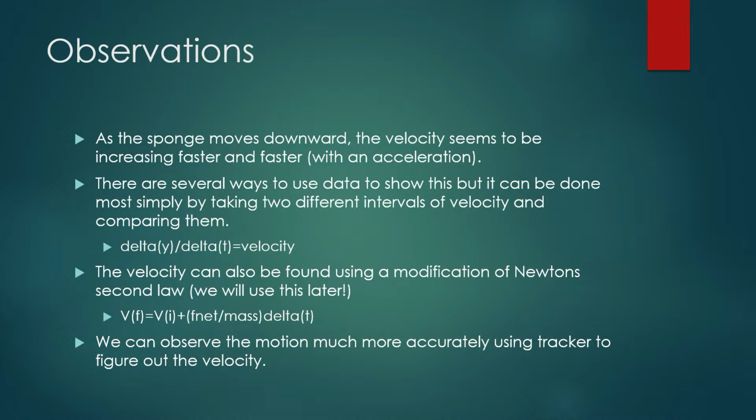There are several ways you can use the data to show that the velocity is increasing, but we are going to be using a modification of Newton's second law to figure out how the velocity is increasing. And we will be doing this by using the modification that includes velocity, which is the final velocity equals the initial velocity plus the net force divided by the mass times the change in time. So we're going to use Tracker to figure out the velocity experimentally first.